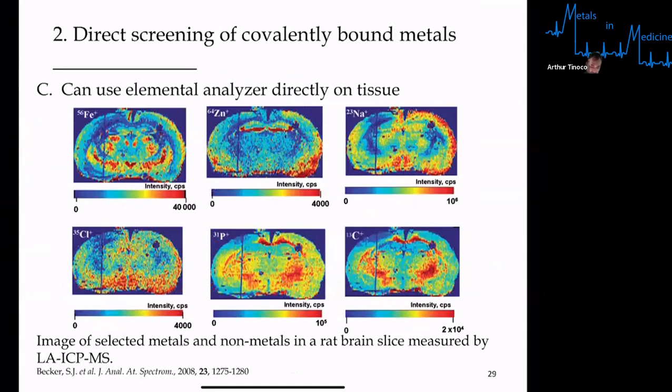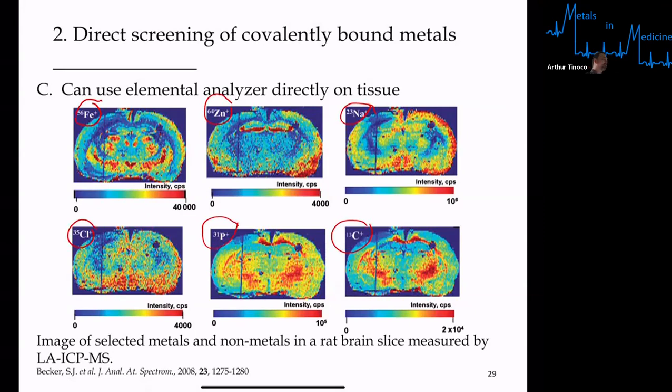So here's another approach. This is a literature example. Here we're looking at brain slices, in which this LA-ICP, so laser ablation technique, was used. And so what are we profiling here? We have the same brain slice and we're profiling different metals. We have iron up here. We have zinc, sodium, chloride, or chlorine in this case, fluorine, phosphorus, carbon. And we're looking at their profile in that thin brain slice, and we see the localization of the actual metals and non-metals, in this case coming from a rat.